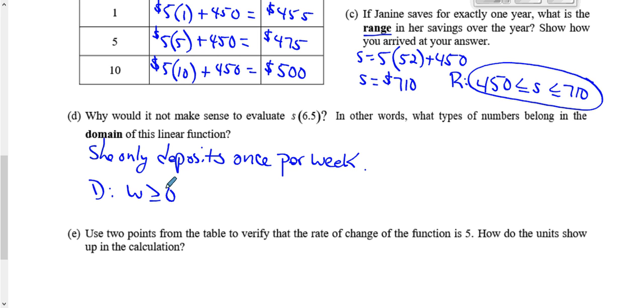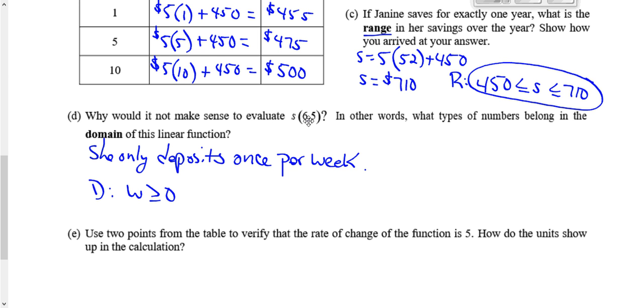Could we simply write the domain as W greater than or equal to 0? Well, hold on. Remember, that's the same as saying from 0 to infinity. It's implied in that. But doesn't the way I wrote that have no restriction saying there are no half weeks? There are no half weeks. I know, but the way I wrote it, if you just saw that, would you know that? She's only depositing once a week, so we're not going to have, say, 6.5 weeks, because above it, it says she only deposits once per week.